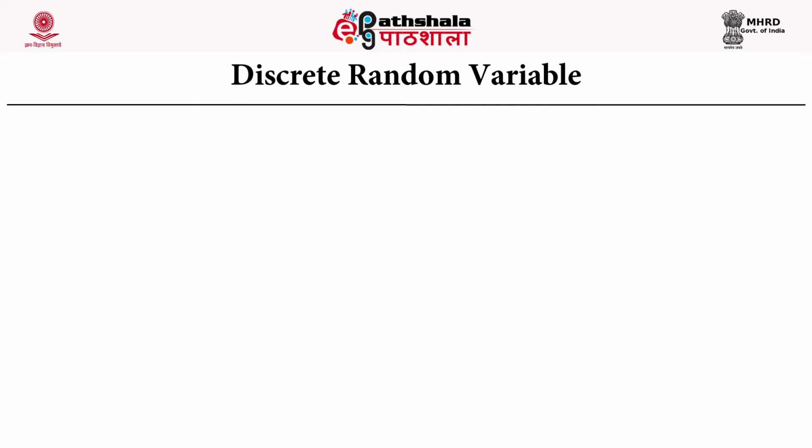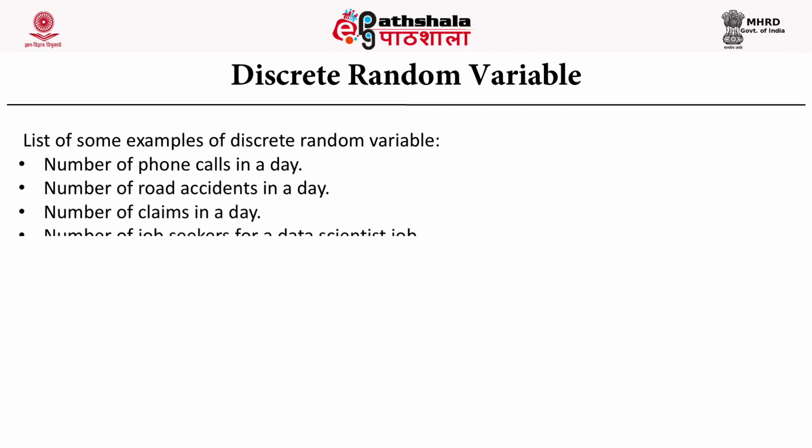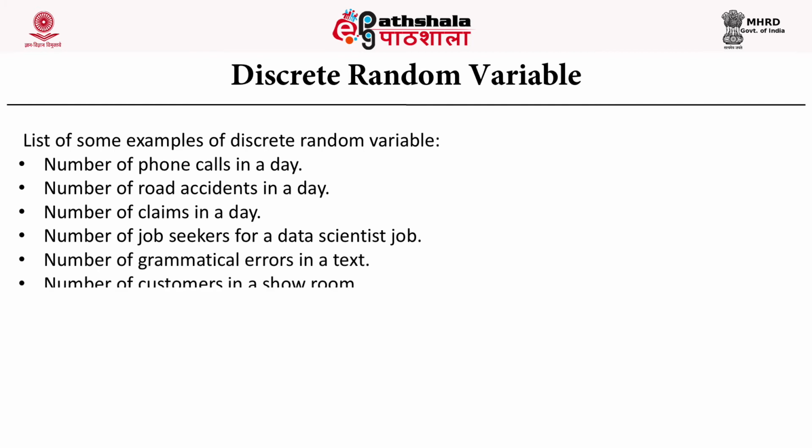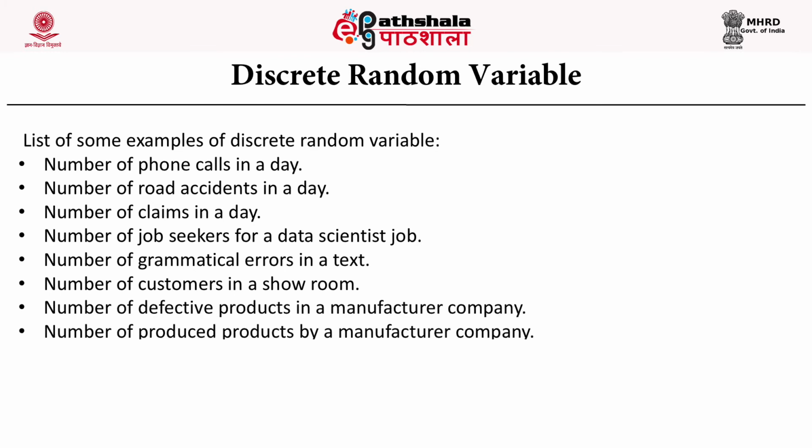So here is a list of examples of discrete random variables. The first example is the number of phone calls in a day. It is a discrete integer term, so we consider it a discrete random variable. Number of road accidents in a day. Similarly, number of claims in a day, number of job seekers for a data scientist job, number of grammatical errors in a text, because these do not have any fraction terms involved in the outcomes, so we take discrete random variables. Also the number of customers in a showroom, number of defective products in a manufacturing company, number of products produced by a manufacturing company, and so on.